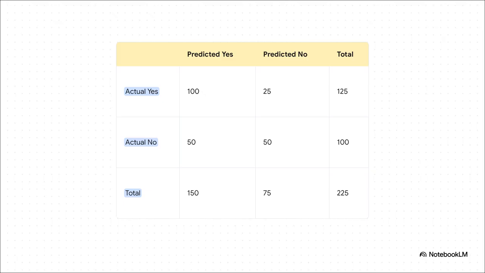So look at that top left corner, 100 true positives. That's a win. We correctly predicted yes. Then bottom right, 50 true negatives. Another win. We correctly predicted no. But of course, the other two cells, that's where we made our mistakes. We've got 50 false positives, we cried wolf and said yes when it was a no, and 25 false negatives, the ones that got away where we missed a yes. Getting a feel for this grid is absolutely crucial.